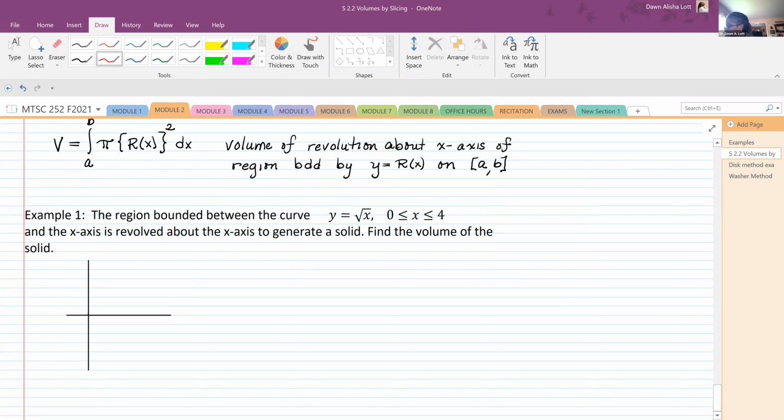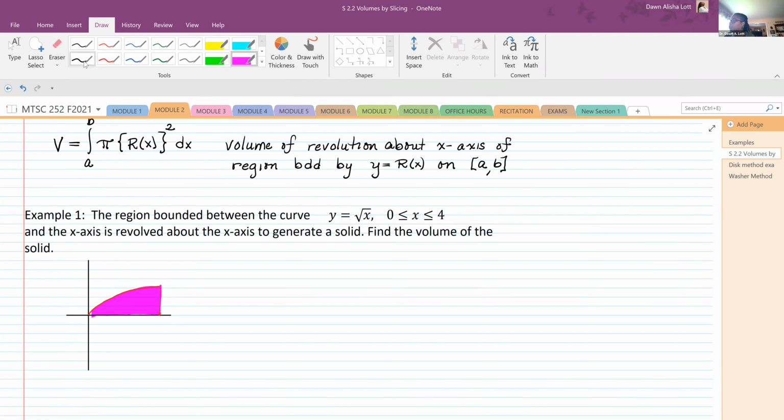So this is y equal to square root of x between 0 and 4. So here's 4. Okay, so this is my region. If that region was shaded in, that whole region there is going to be revolved around the x-axis. So that's the region.